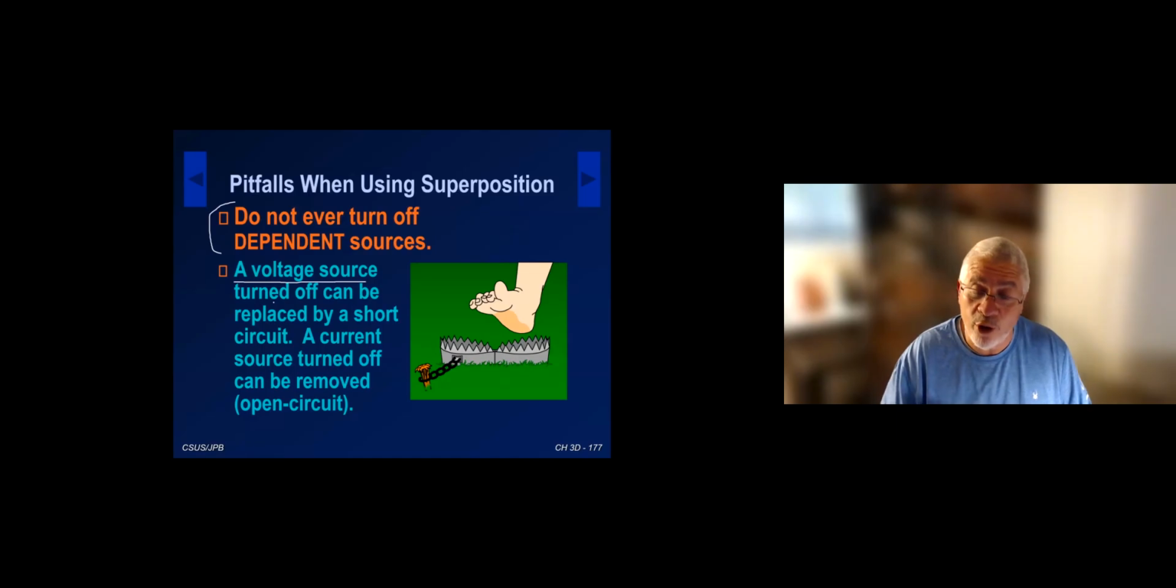Similarly, when we turn off a current source, we want the current to be 0. How do we get current to be 0? We replace the current source with a broken wire. These two things are important because superposition works by turning off independent sources one at a time. So let's look at an example to see how that plays out.